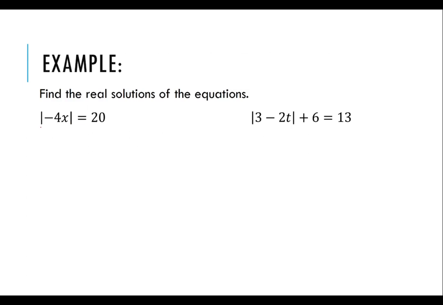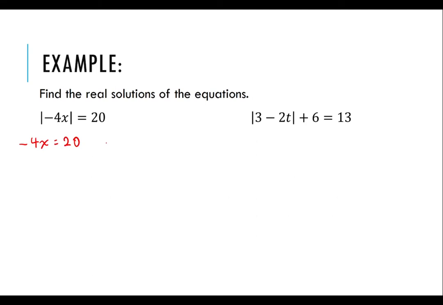So first off, we look at our equation. We should isolate our absolute value. Notice that I have absolute value by itself on one side. Then I should check the other side. Well, notice that this is a positive number, and so that's fine. There will be a solution. Well, then this breaks up into two cases. First, the situation where negative 4x is equal to positive 20.